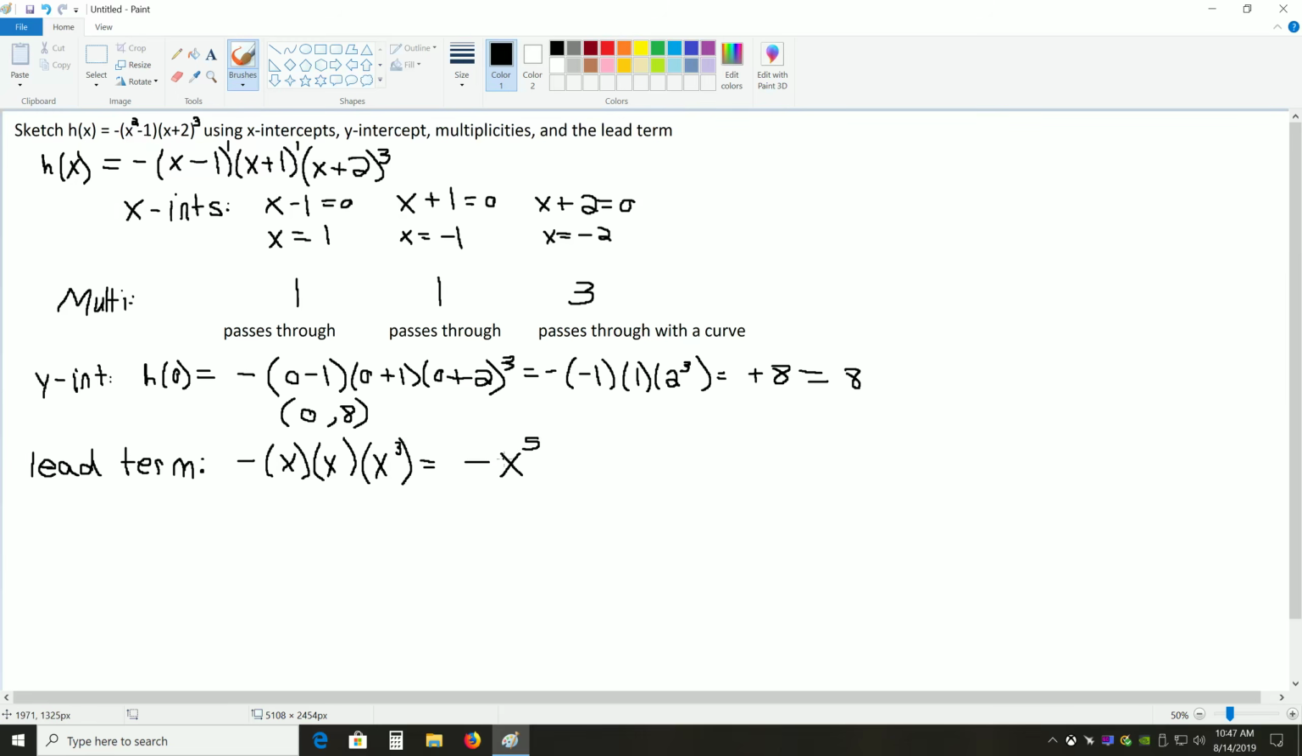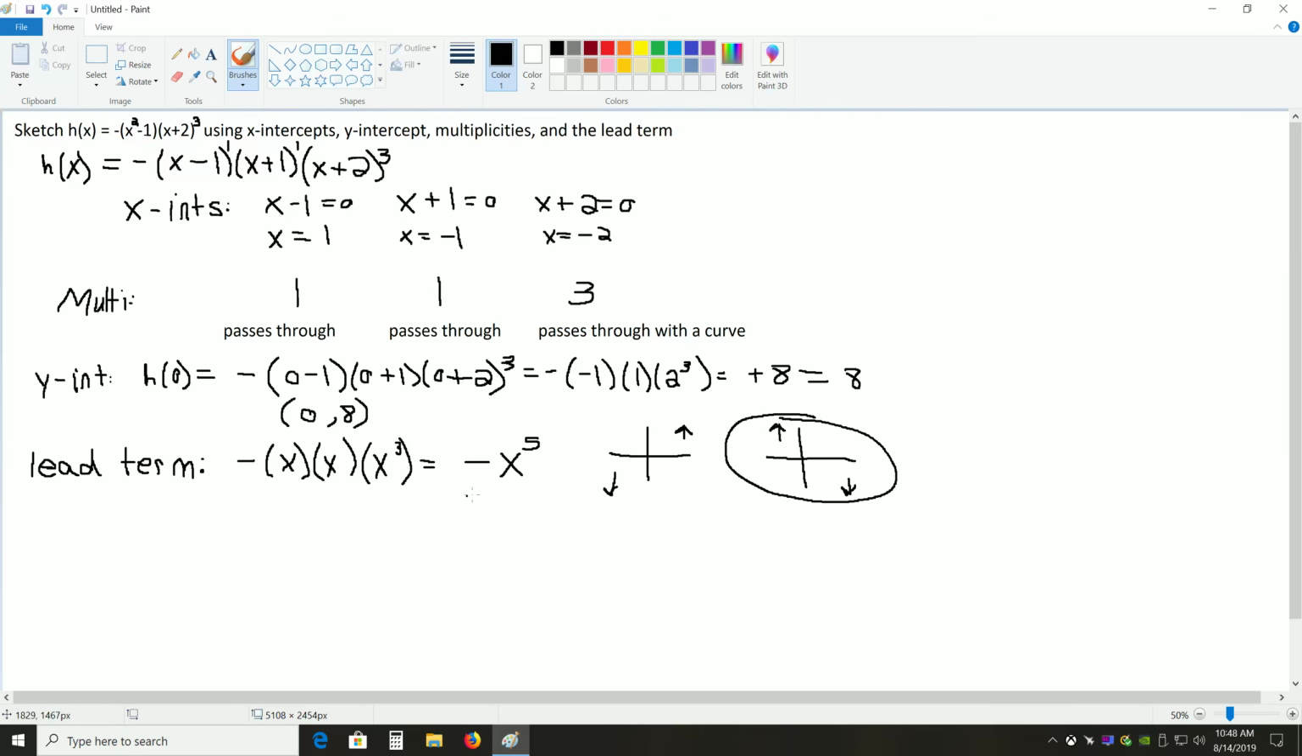Well, we know whenever the exponent of your lead term is odd, that means your graph has arrows pointing in different directions, meaning the graph will either look like this or it will look like this. And the way we decide which of those we want is by whether the lead term is positive or negative. Since it's negative, it's going to be this one. We want the ends that start in the top left and go to the bottom right.